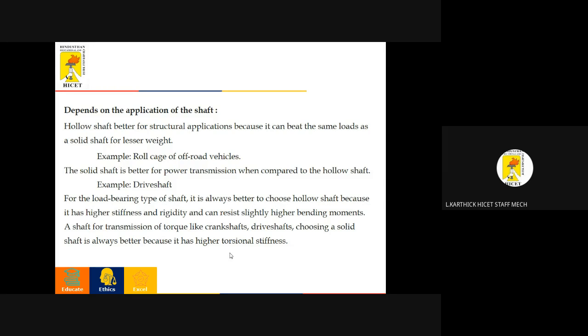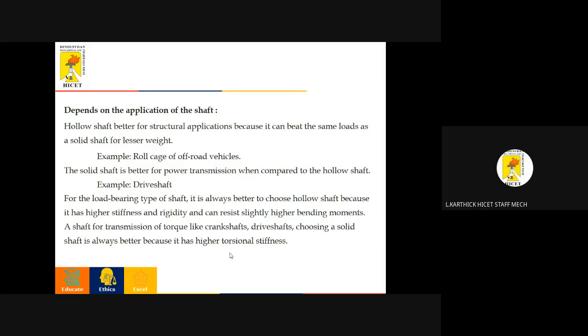But when we go for transmission of power, solid shafts are used, whether it is a drive shaft or crankshaft. The crankshaft is coupled with the drive shaft. In that application, solid shafts are used. For load bearing types of shafts, it is always better to choose a hollow shaft because the stiffness and rigidity are slightly higher than the solid shaft, and it can resist slightly higher bending moments also.